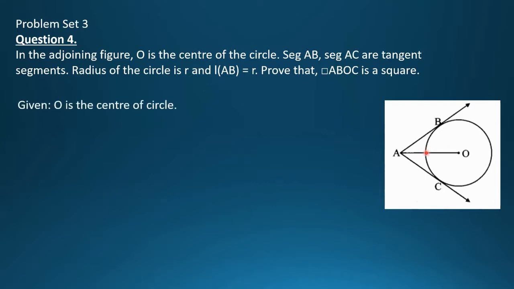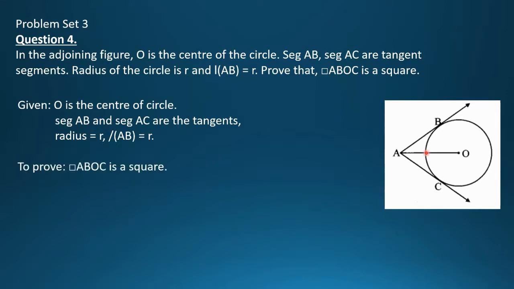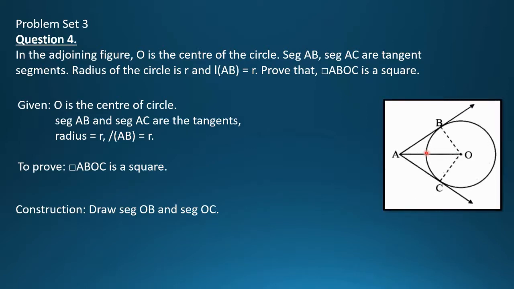So it is given, let us write what all is given to us. O is the center of the circle. Segment AB and segment AC are tangents to the circle with center O. Radius is R. Also, length of AB is equal to R. We have to prove quadrilateral ABOC is a square. So for that, we need to do a construction. We'll draw segment OB and segment OC. If you see in the figure, we have drawn OB and OC.